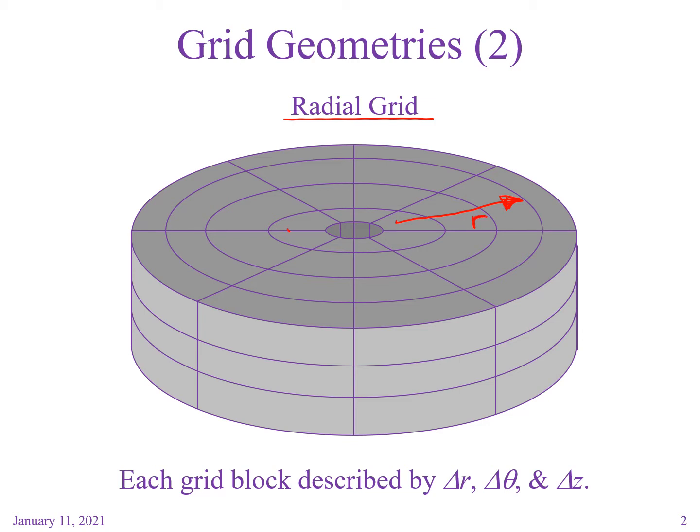And this angle can start from here, is theta. And of course, this is Z. And this will be delta R, right? This will be delta theta. And this will be delta Z. So that's the cylindrical coordinate system.